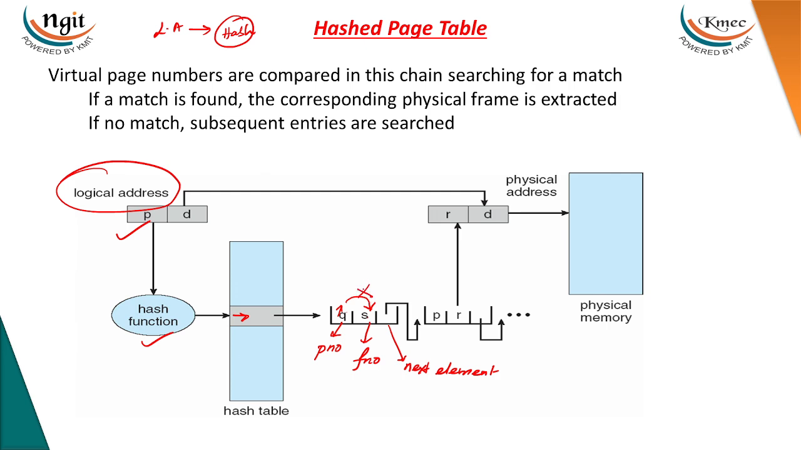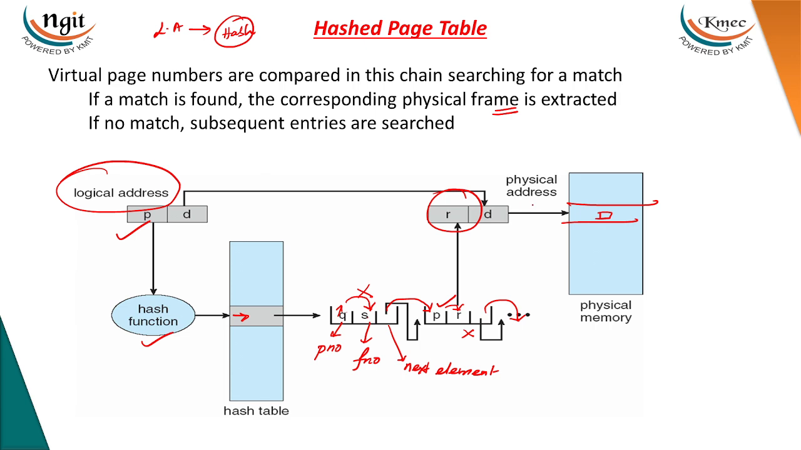If this is not matched, then it will go to the next element in the list and compare with that one. First it compares with this particular page number. If there is a match, it will return the frame number. If this is also not matched, we go to the next element in the linked list. That's how the operation is performed. If there is a match, we get the physical frame. If there is no match, we move to the next element and search. Whenever we get it, then from that particular frame we get the desired byte of that address.